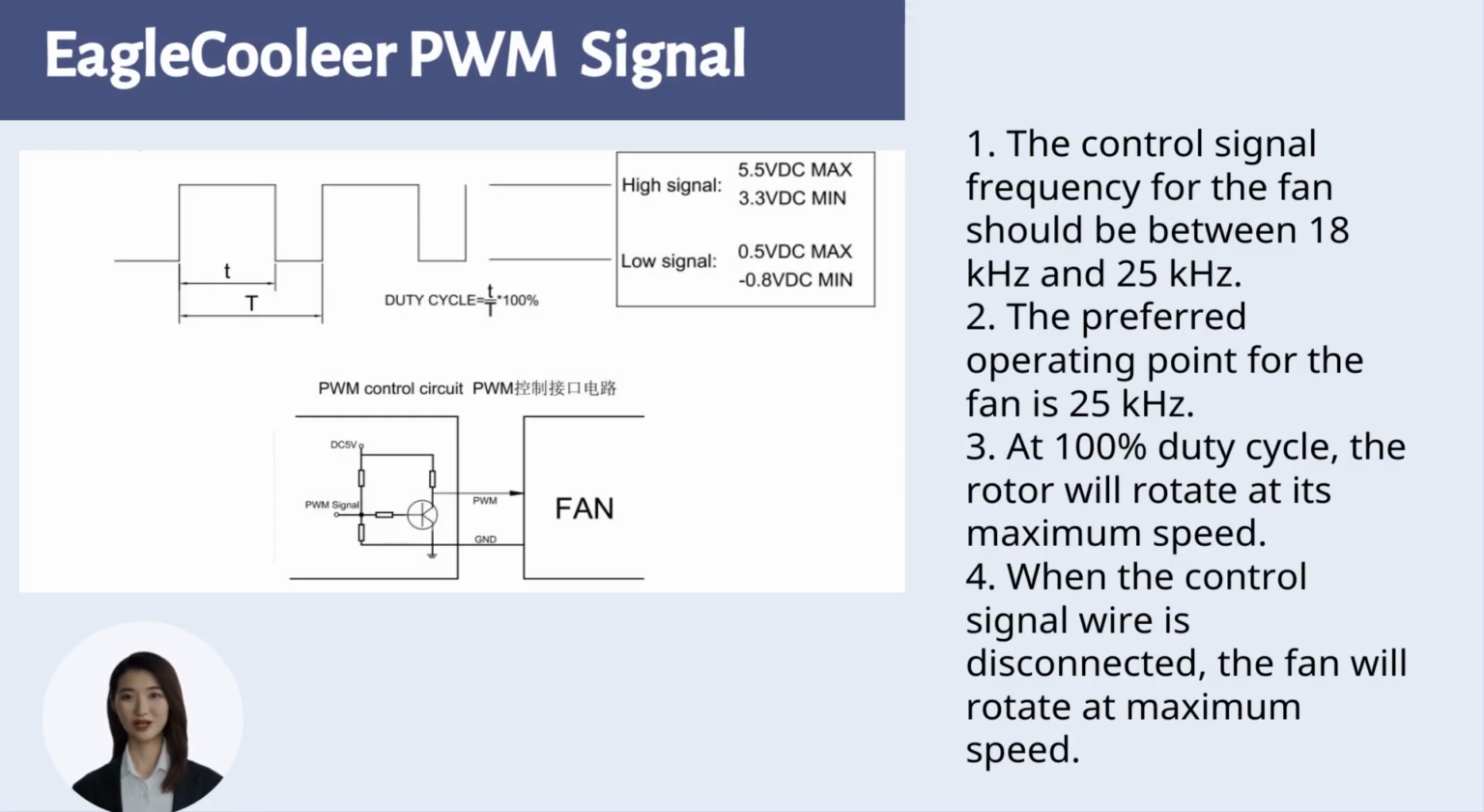Please note: 1. Normally the control signal frequency for the fan should be between 18 kHz and 25 kHz. 2. The preferred operating point for the fan is 25 kHz. 3. At 100% duty cycle, the rotor will rotate at its maximum speed. 4. When the control signal wire is disconnected, the fan will rotate at maximum speed. For sure, we can customize the PWM signal as required by your side.